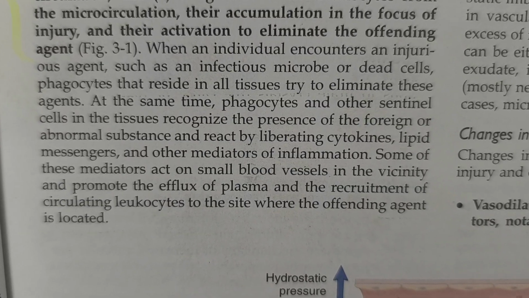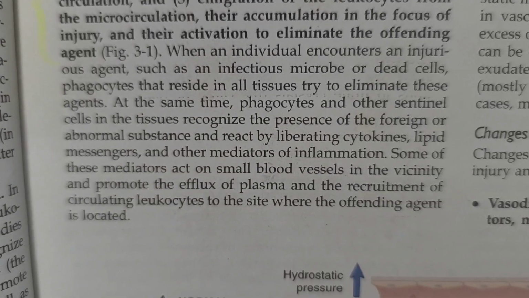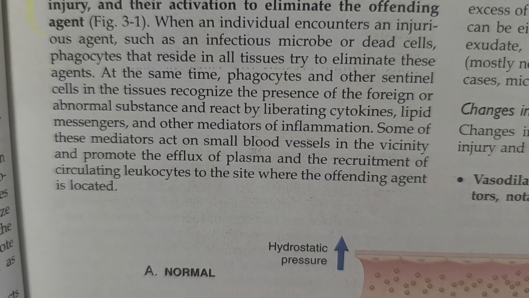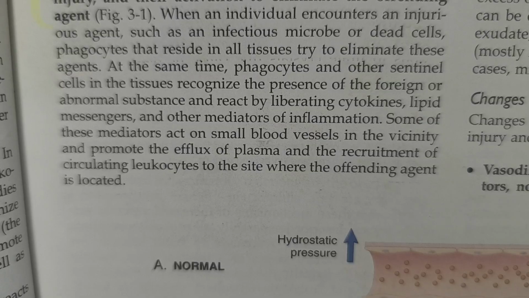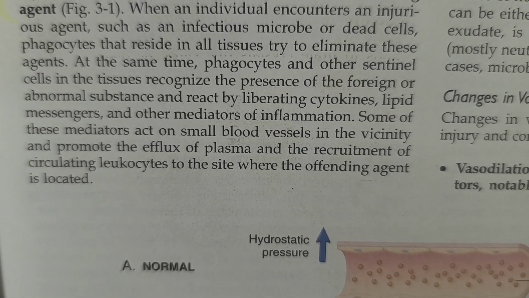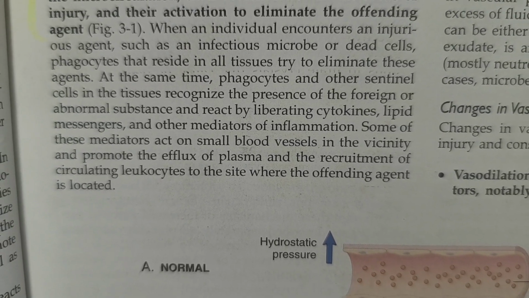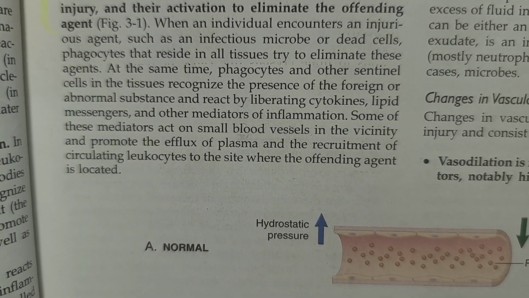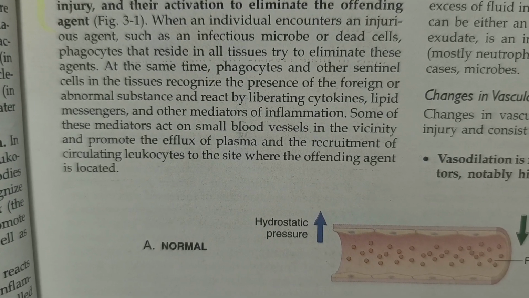When an individual encounters an injurious agent such as infectious microbes or dead cells, phagocytes that reside in all tissue try to eliminate this agent. At the same time, phagocytes and other sentinel cells in the tissue recognize the presence of foreign or abnormal substances and react by liberating cytokines, lipid messengers, and other mediators of inflammation.